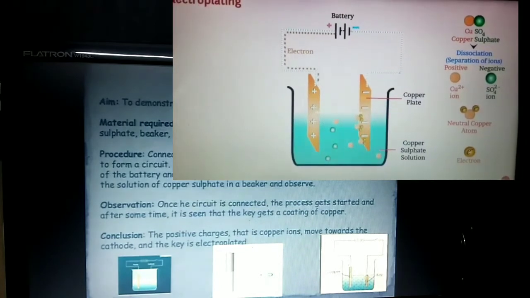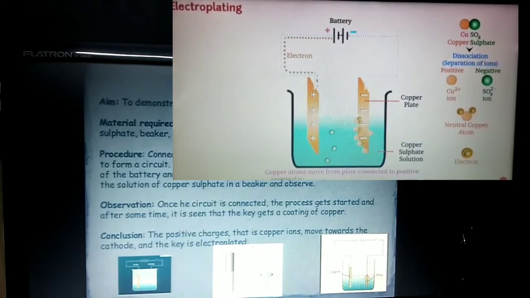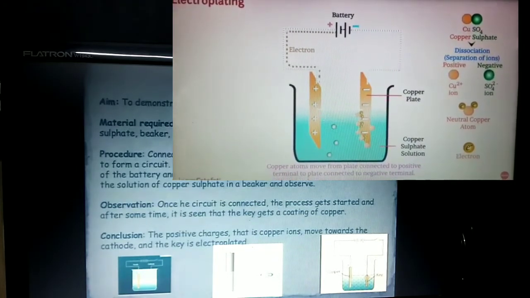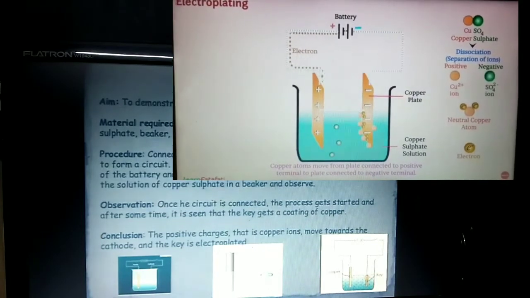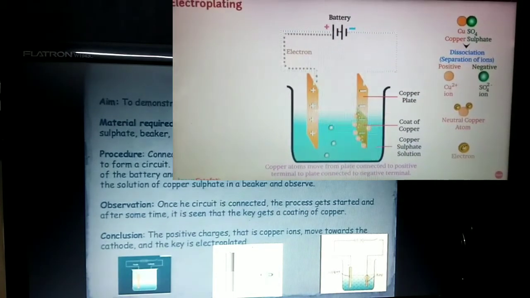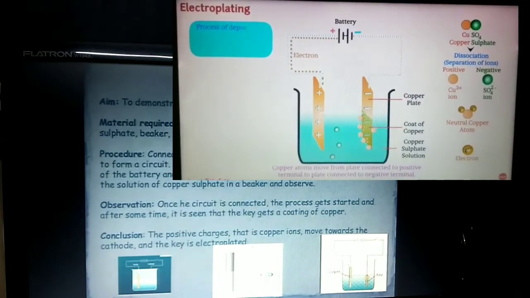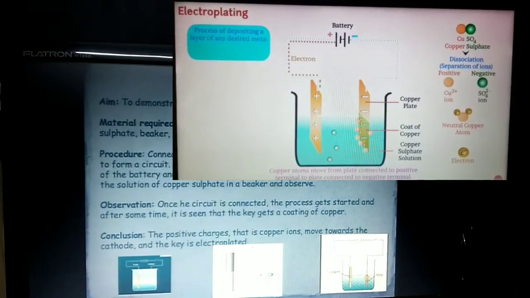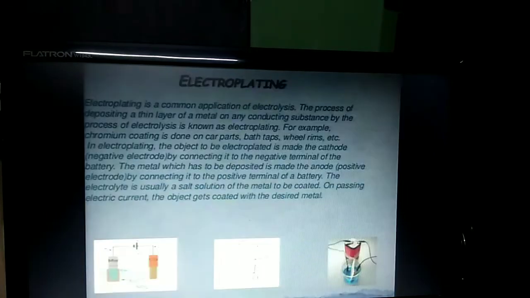Once the circuit is connected, the process gets started, and after some time it is seen that the key gets a coating of copper, so it becomes reddish in color. The positive charges, that is the copper ions, move towards the cathode since the cathode is negative, and the key is electroplated. In the same way, the experiment can be repeated with silver nitrate solution, and we can give a silver coating on the spoon, known as electroplating.